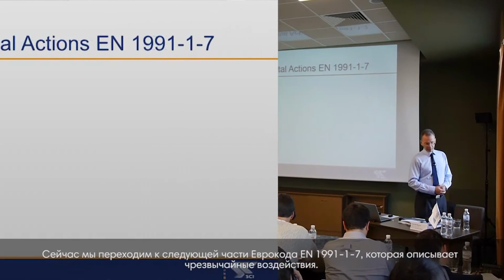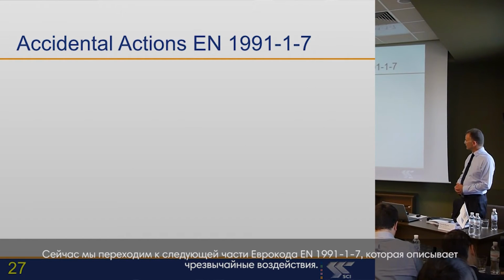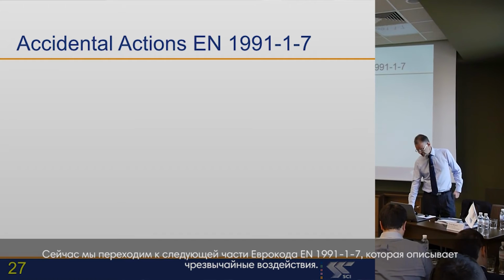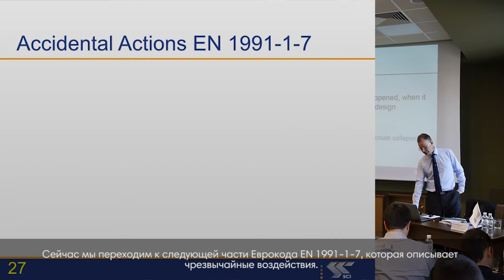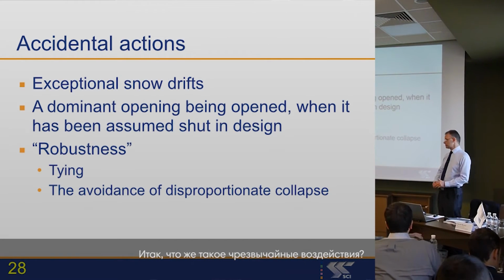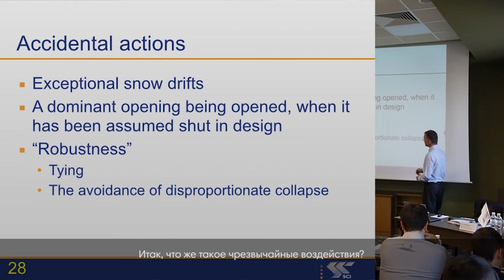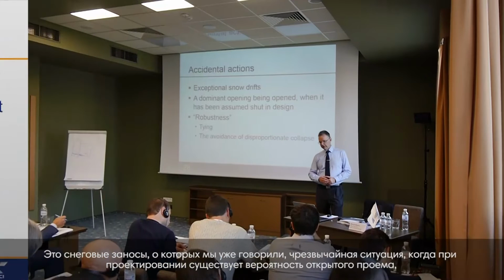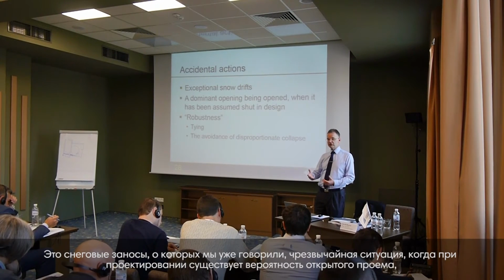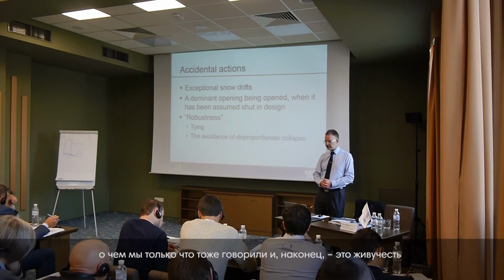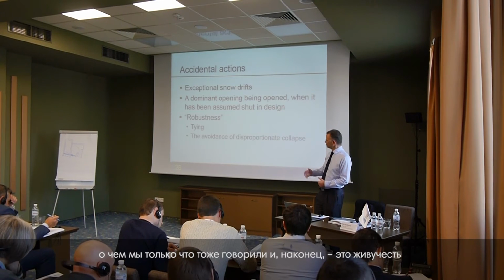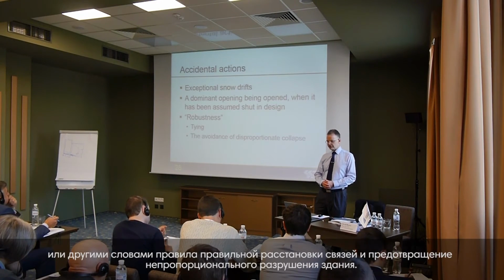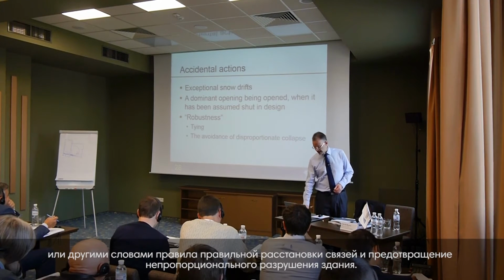Okay, we've moved on to a different part now, 1991-1-7. And 1991-1-7 covers accidental loading. So it tells us what accidental loading is, snowdrifts, which I've already spoken about. This idea of an opening being a dominant opening, which I've already spoken about. And finally, robustness, or tying rules, or the avoidance of disproportionate collapse.